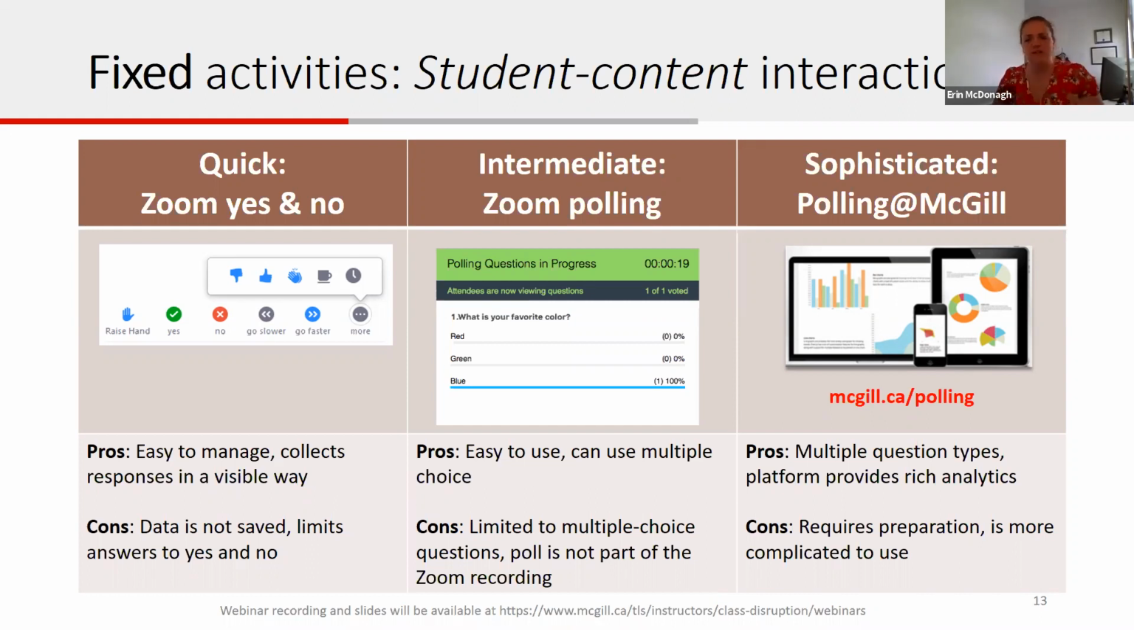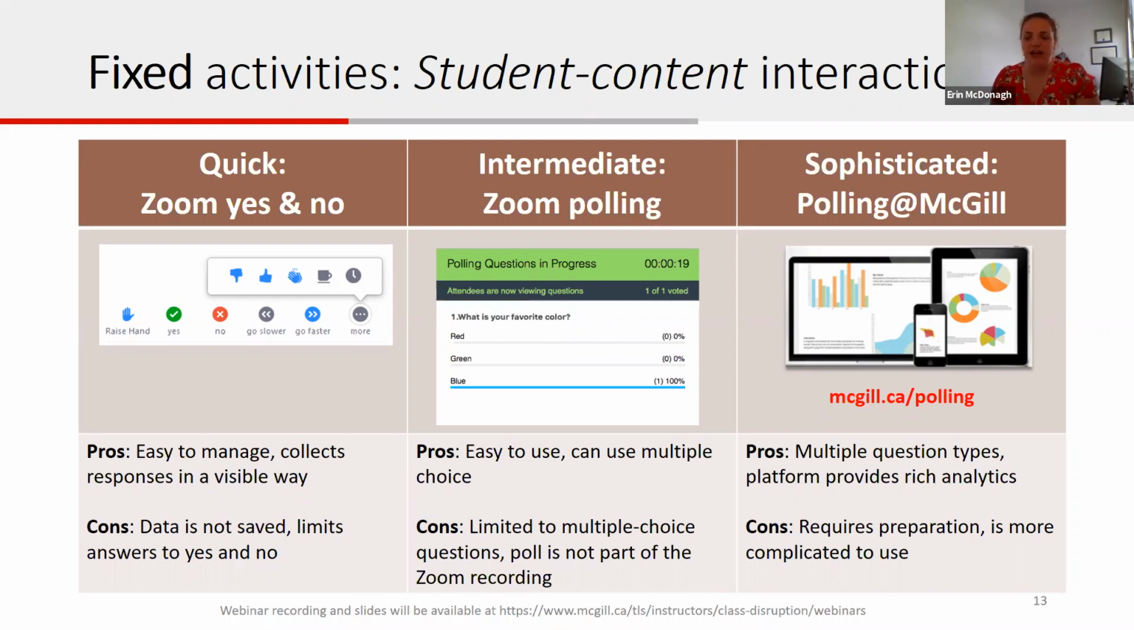Moving up in terms of complexity and ease of use, there's Zoom polling. We're going to see this in real time in just a second, but I'll give you a quick briefing of what the advantages are. It's very easy to use, and you can use multiple choice questions. But the con is that you are limited to those multiple choice questions. And in our experience, when you do a poll, it doesn't become a part of the Zoom recording. You do have access to the archive of the poll, but you can't actually see the poll as it was administered in the session.